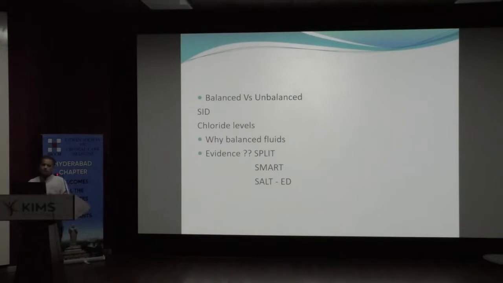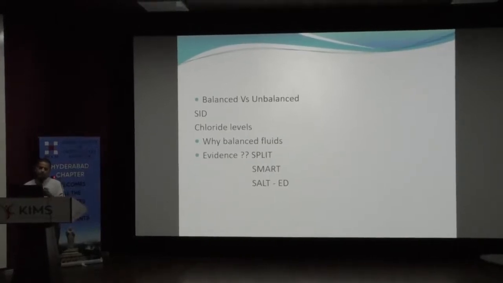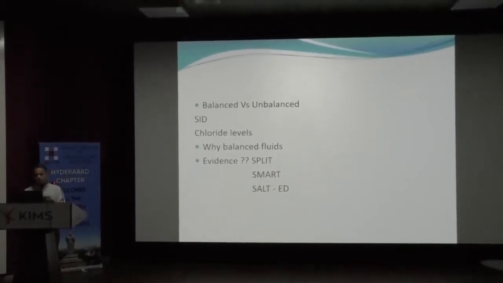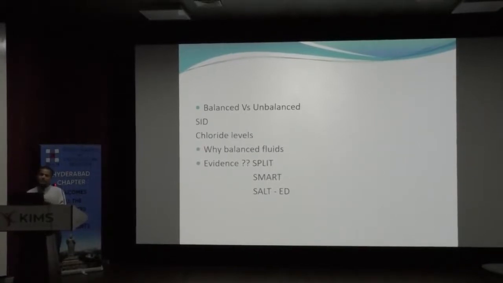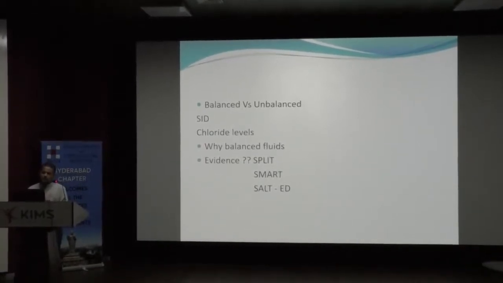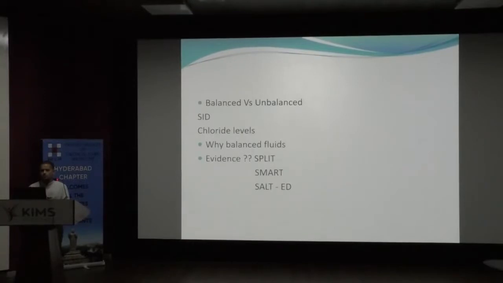And the chloride level should be nearly equal to the plasma, that is less than or equal to 110 millimoles. So whenever the fluid contains a SID around 24 to 25, above 24, this is called balanced, and the chloride level should be on the lower side. In normal saline, the chloride level is around 140 plus and the strong ion difference is almost 0.